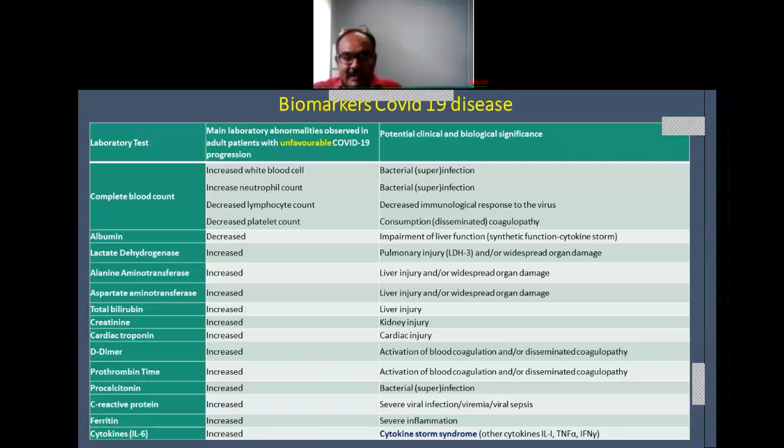This platelet count is getting decreased because of consumption of coagulation proteins. Albumin is also decreased, mainly because of dehydration and the cytokine storm. For lactate dehydrogenase, we have different isoenzymes, LDH 1, 2, 3, 4, 5. Among these, LDH3 is getting elevated because it's a marker of pulmonary cells. Actually, lactate dehydrogenase 3 is basically present in pulmonary cells, pneumocytes.